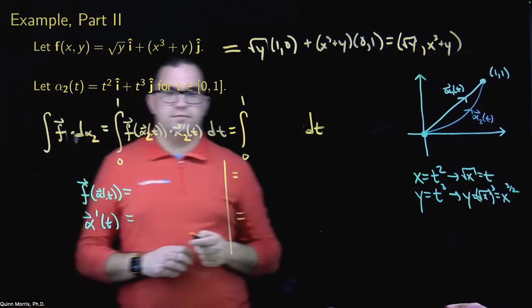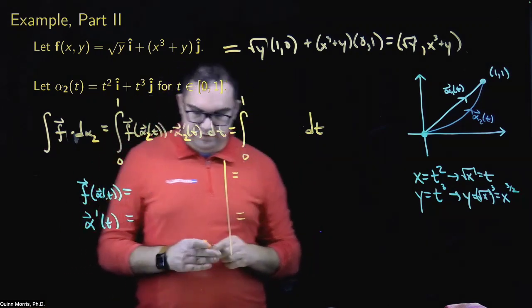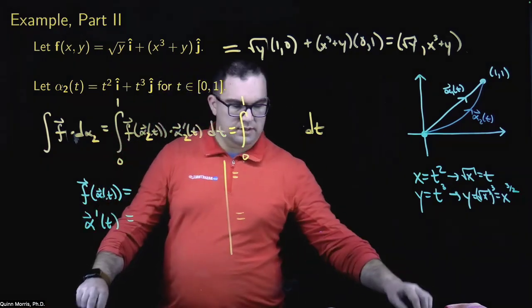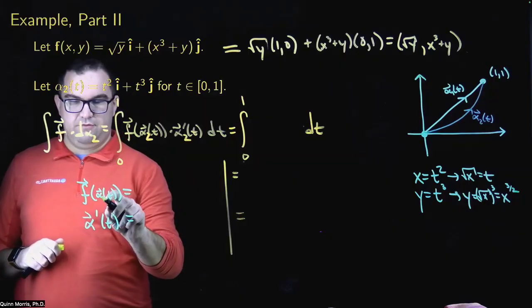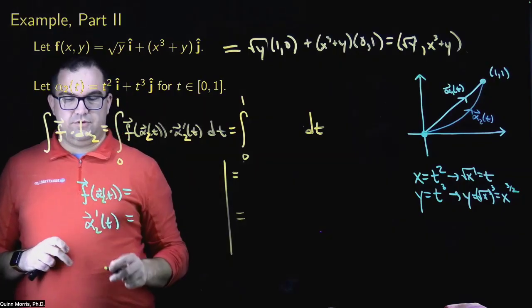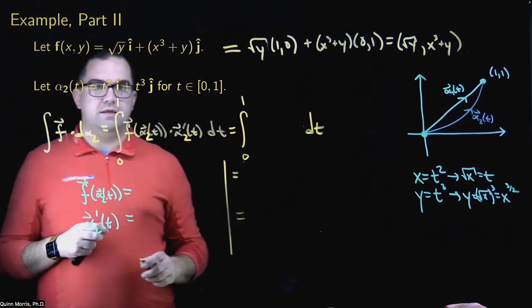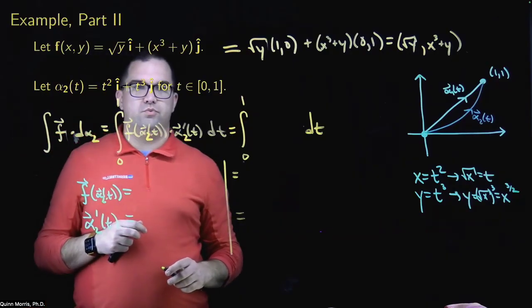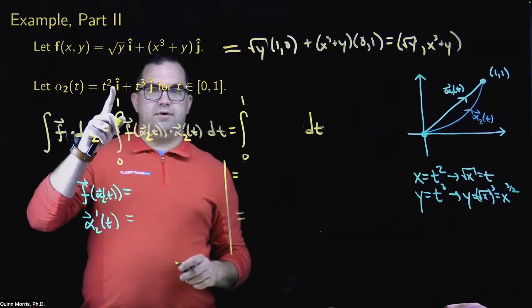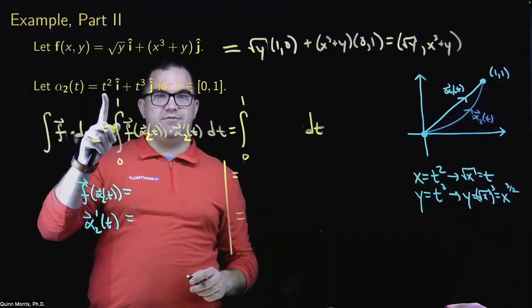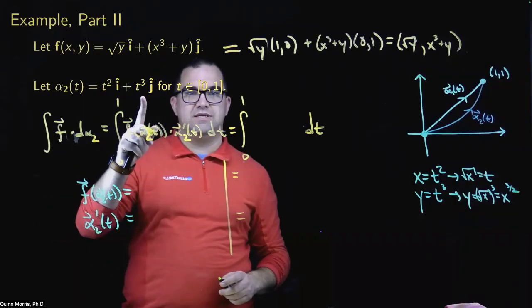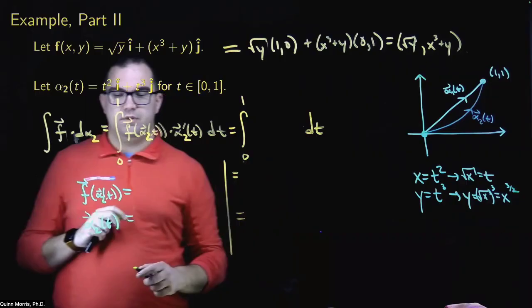All alpha 2. Okay. And then I come down here and say, okay, I need f of alpha 2 plus alpha 2 and alpha 2 prime. All right, so what's f of alpha 2? So I come up here. Now my x is t squared. So everywhere I see x, I'm going to put t squared. Everywhere I see y, I'm going to put t cubed.